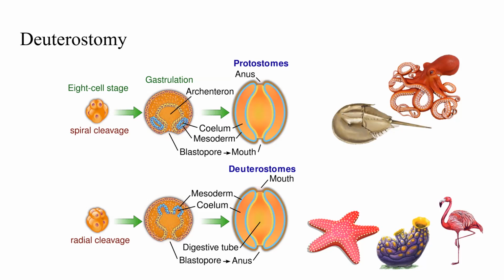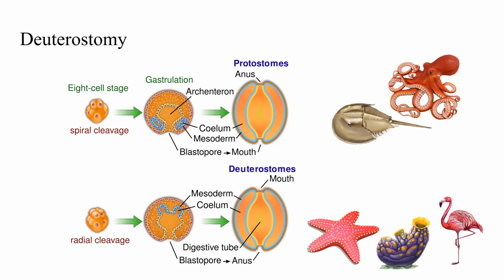Protostomes are a humongous clade of invertebrates. All the arthropods, almost all the worms, all the mollusks are protostomes. And what protostome means, proto is first, stome is mouth. And so that hole that forms in the little ball of cells during gastrulation becomes the mouth. The first hole that forms before it punches through is the mouth. So protostomes.